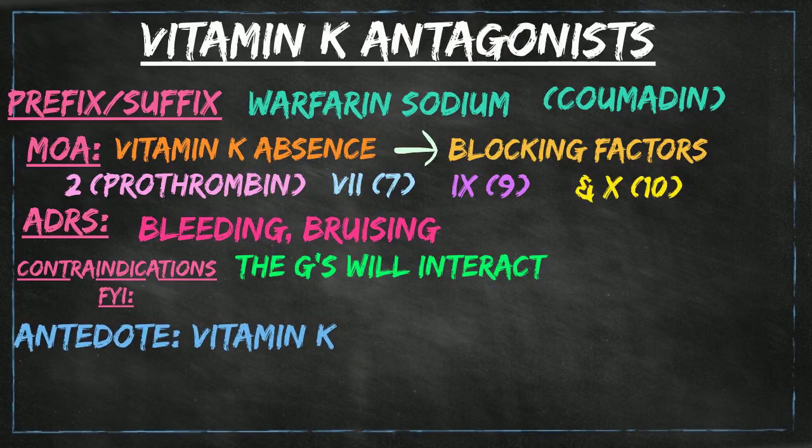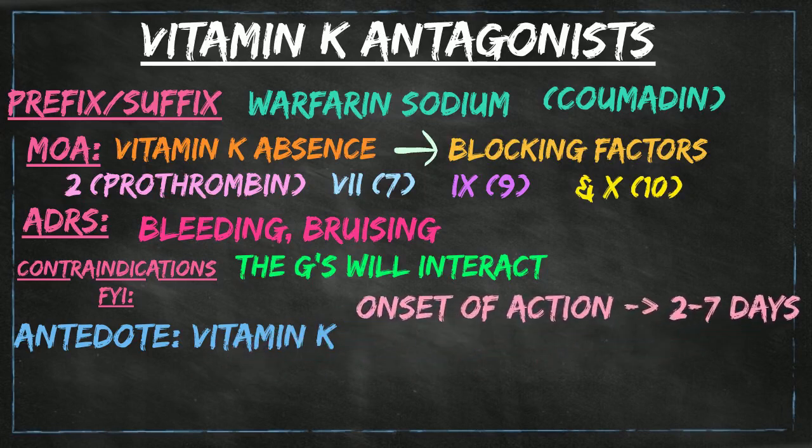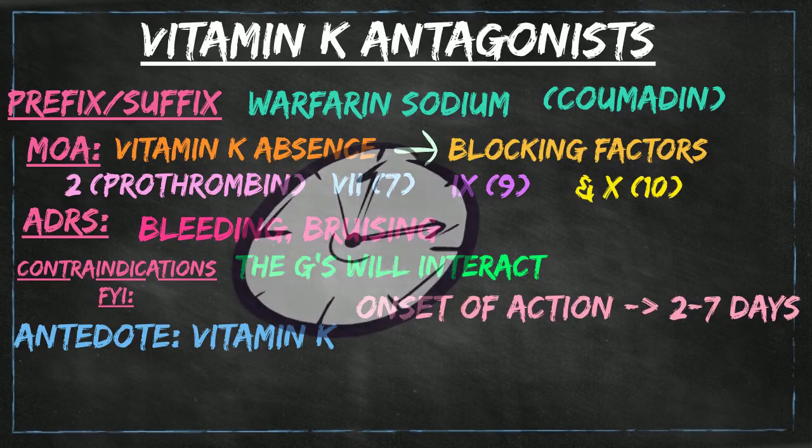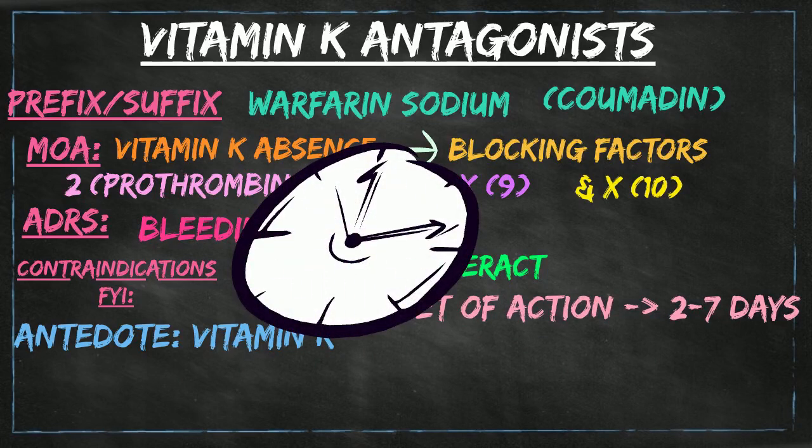A unique thing to know about Coumadin is that the onset of action is anywhere from 2 to 7 days. This means that any changes in the dose or addition of other drugs which may affect Coumadin will not be evident for 2 to 7 days.